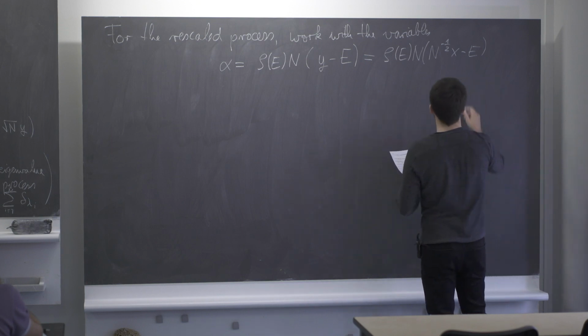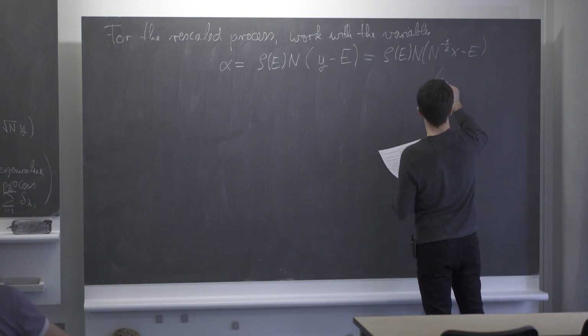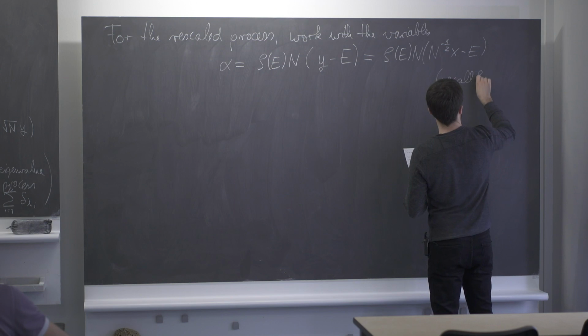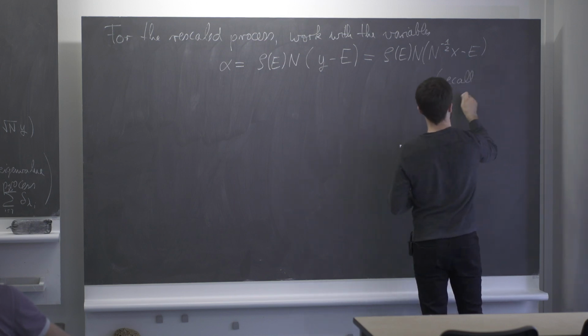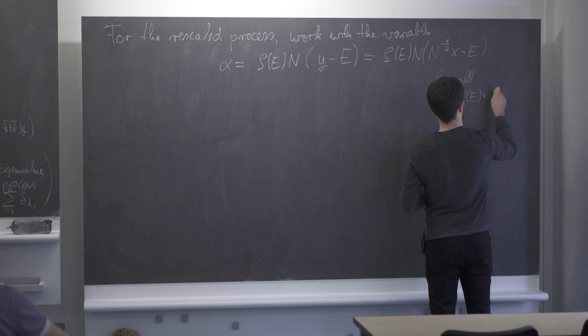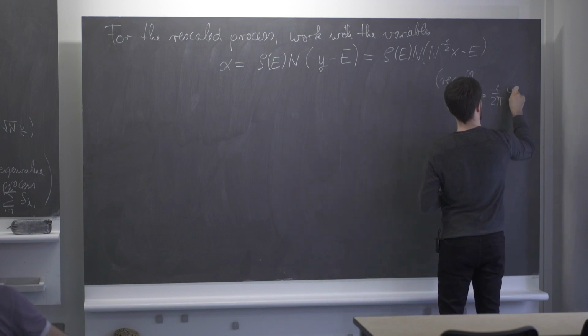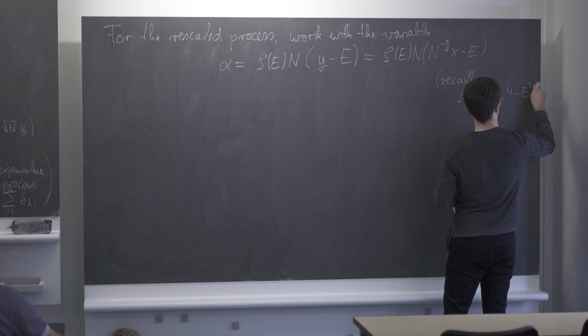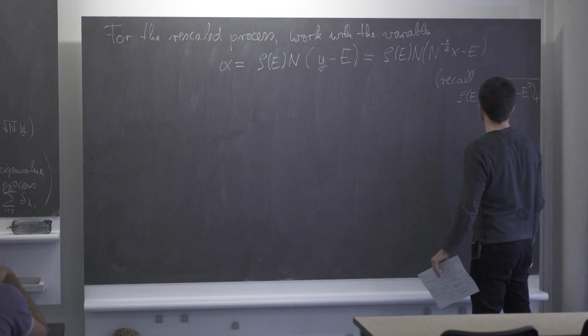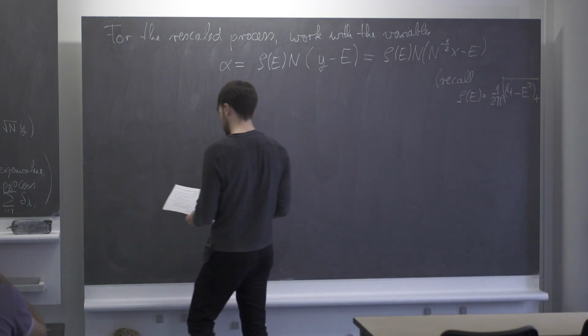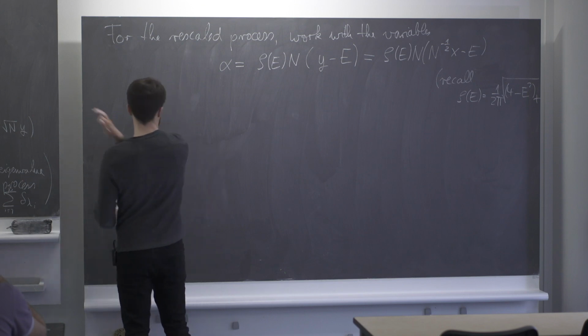And maybe I should recall what rho of E was: 1/(2 pi), then the positive part of 4 minus E squared, and then a square root. Okay, so that's the semicircle density, which I drew twice now, but which both went away.